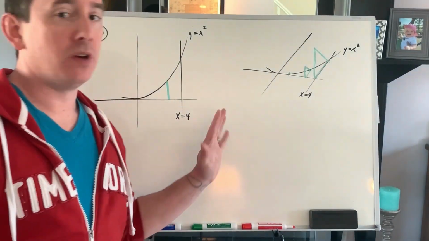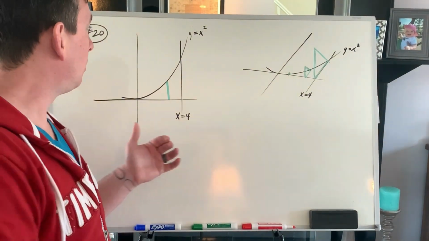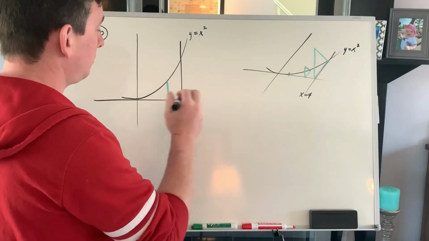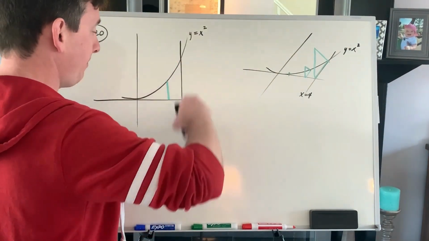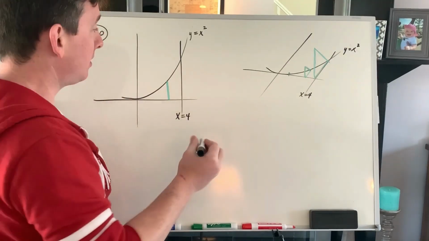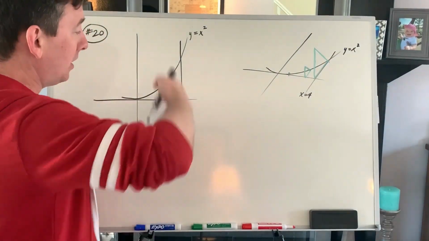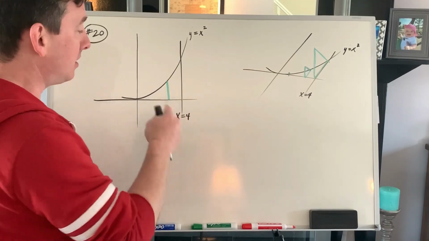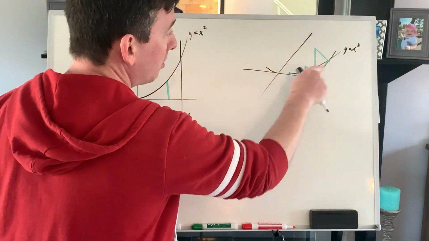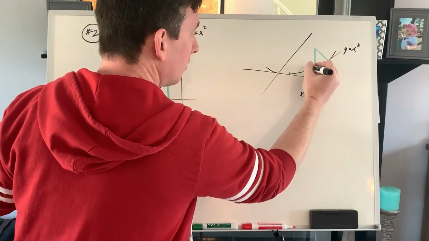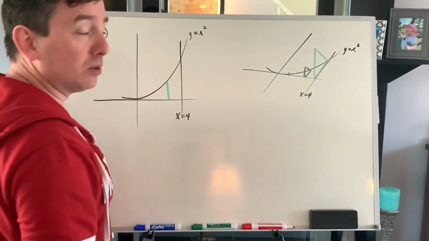Okay, number 20, we have a known cross section. We're told the base of our little building is going to be bounded by x squared, x equals 4, and the x-axis. And all the cross sections of our building are going to be perpendicular to the x-axis. That tells us we get to use dx. Here's sort of a 3D model of what we're making here. Each of the cross sections are going to be equilateral triangles.